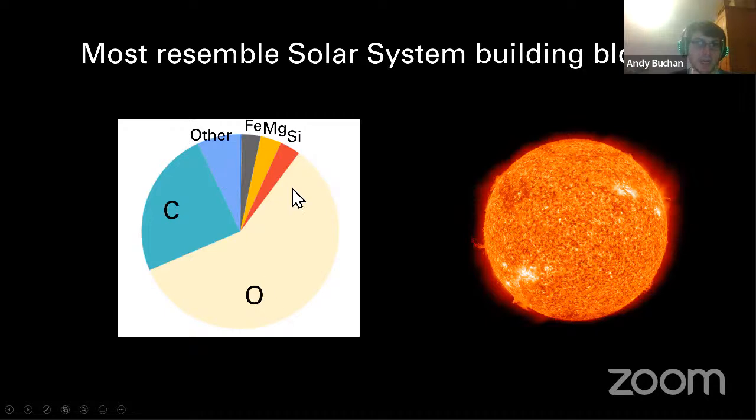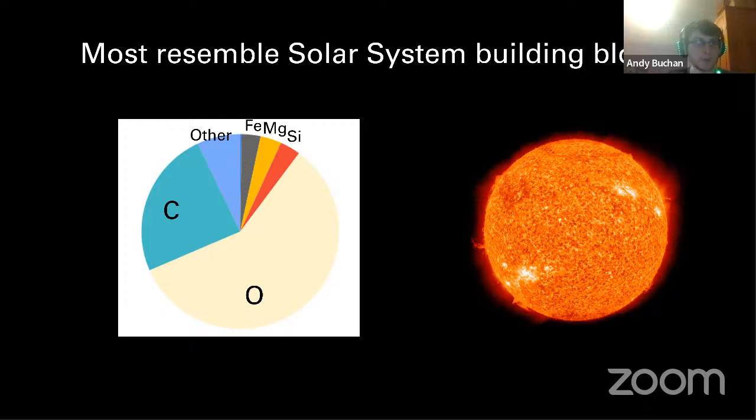So on this pie chart on the left, I've shown what the sun is made of. We've got a lot of oxygen, some carbon. There's a bit of iron, magnesium, and silicon, as well as some other stuff. But you can see it's really heavy in these elements, carbon and oxygen. And we, in fact, see that most material in polluted white dwarfs is a decent match for this composition, which is already quite interesting because it's a clue that the raw ingredients making up our solar system are the same ingredients that make up other solar systems.